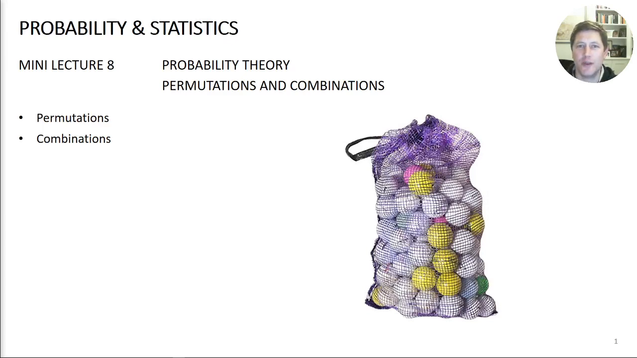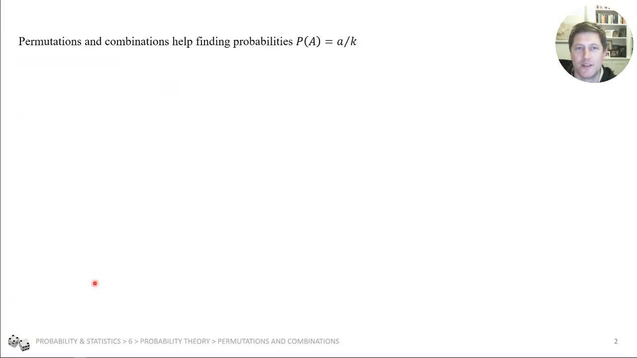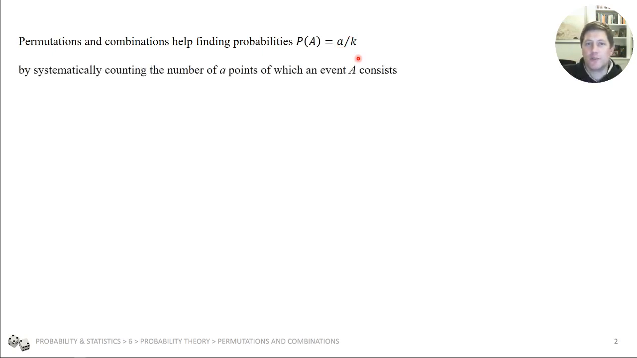Hi, this is the fourth mini lecture video for this week, and this is about permutations and combinations. Permutations and combinations tell us how many ways there are of doing something with a given number of objects or items or things. It's helpful to us because we're talking about probabilities, and we've said that the probability of an event A is equal to the number of outcomes in A divided by the total number of outcomes in the sample space. So permutations and combinations help us to work out what these numbers are.